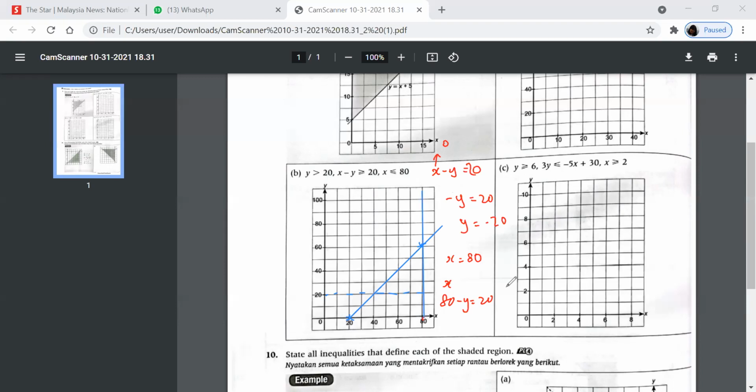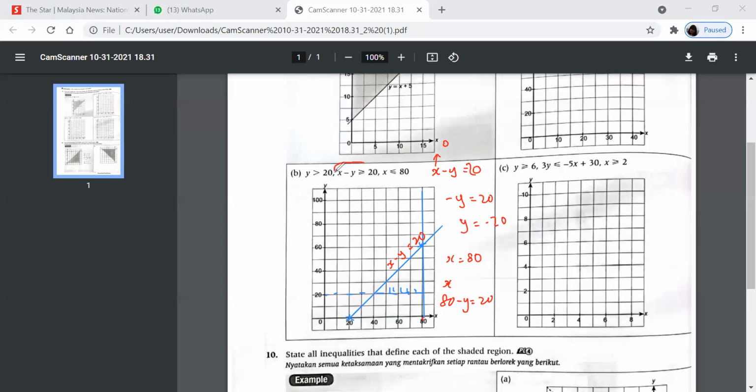Okay, now shade. First one, y is more than 20. If more than, it is up. Okay, and then the other one, x minus y. Normally you should label. It is x minus y equals 20, right? This is a bit tricky. It's more than 20. So which one is more than 20? y or x?